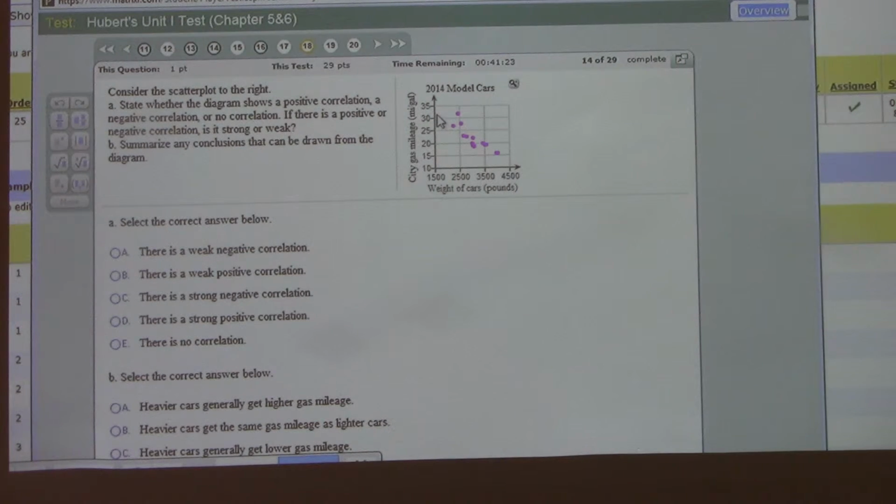Okay, what kind of correlation is this? Negative, so strong negative. This is weights of cars and gas mileage. So the heavier the car, the lower the gas mileage.